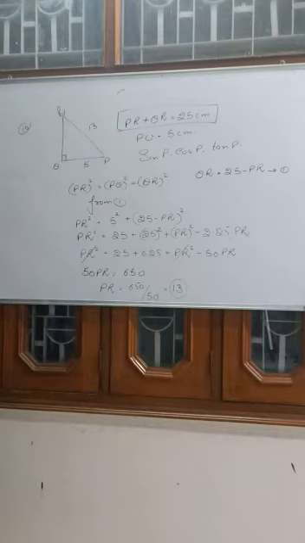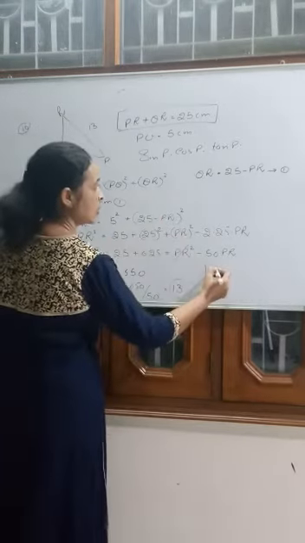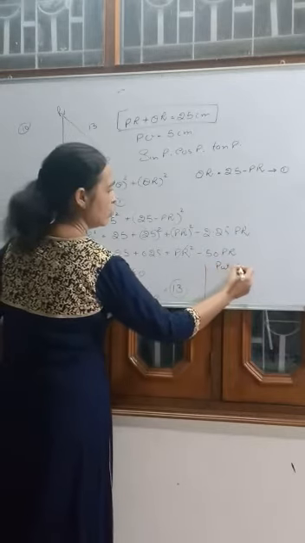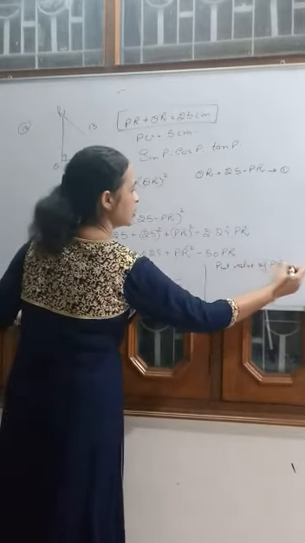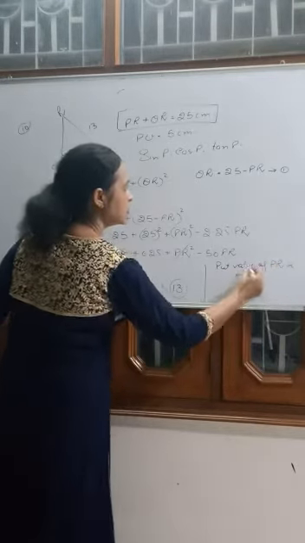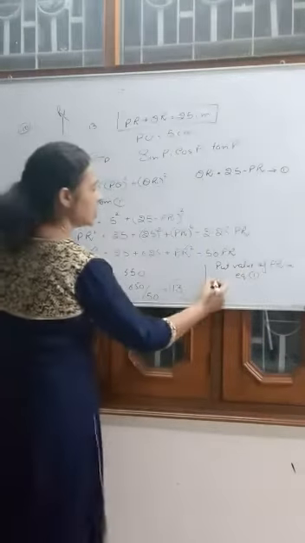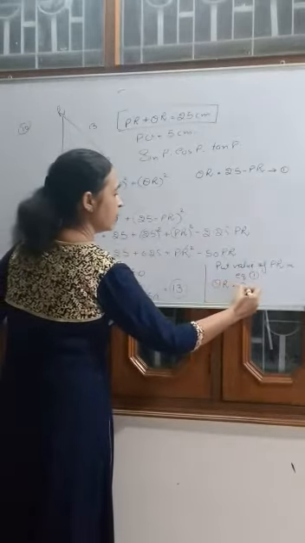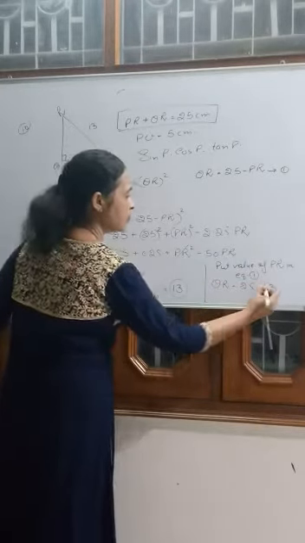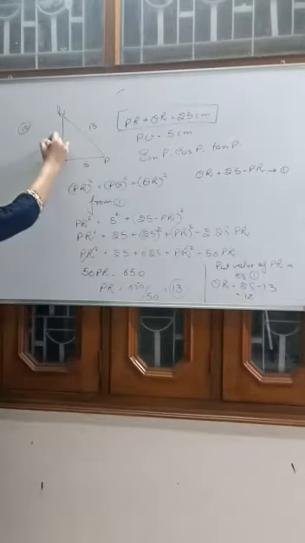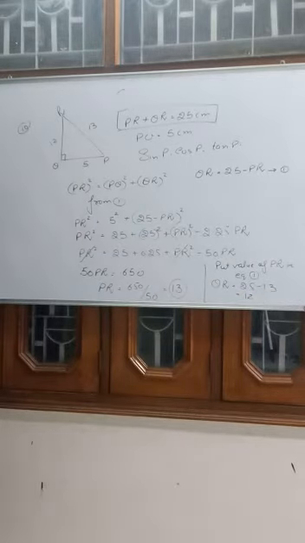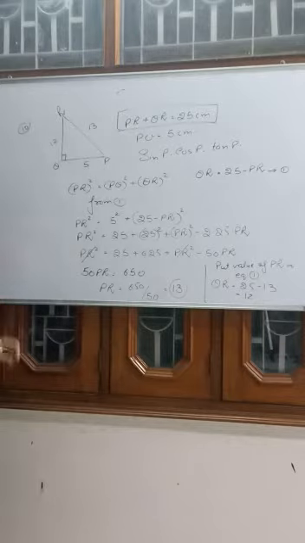Now, what will be the value of QR? Put the value of PR in equation 1. QR. What is QR? 25 minus PR, 13. That is 12. Now we have got QR as 12 centimeters. Clear? Pause the video and note it down.